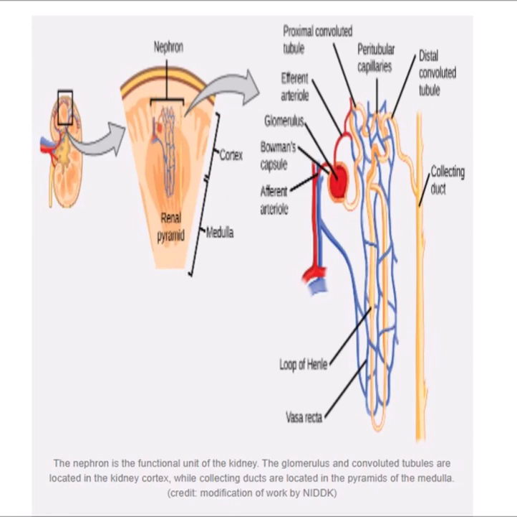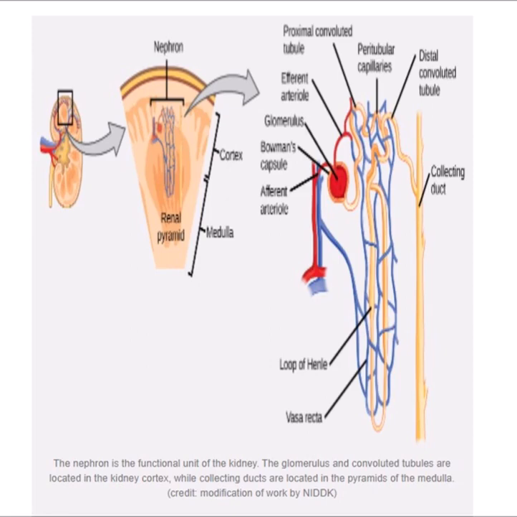As I previously mentioned, the functional unit of the kidney is the nephron, and nephron is spelled N-E-P-H-R-O-N. Each kidney is made up of over 1 million nephrons that dot the renal cortex, giving it a granular appearance when sectioned sagittally. There are two types of nephrons.